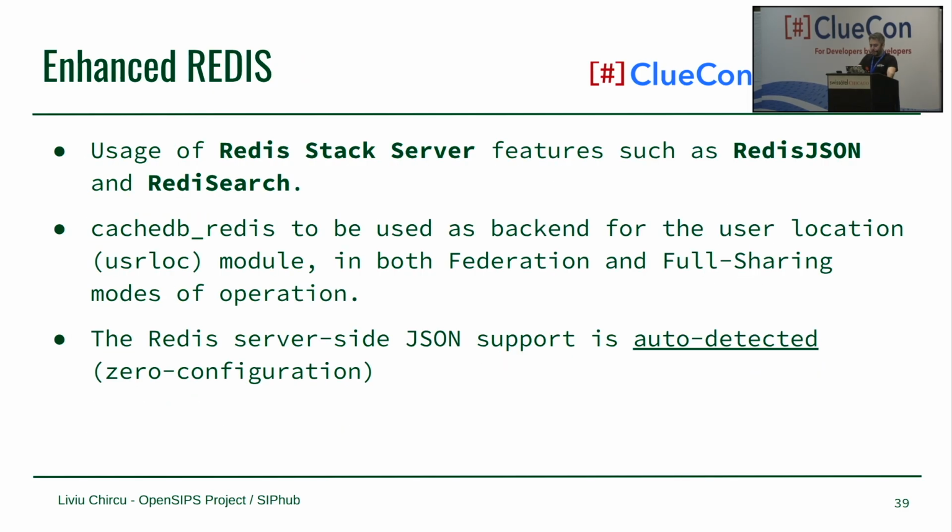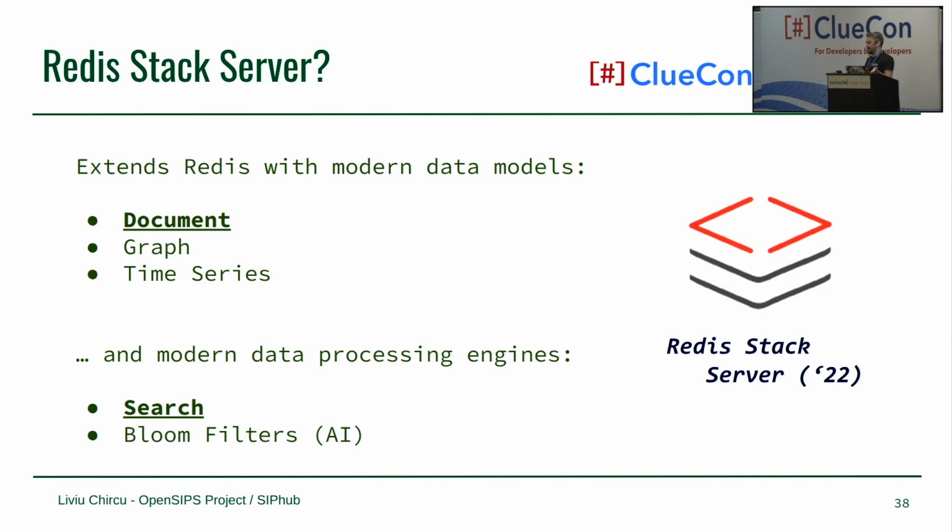So yeah, we went ahead and completed the implementation. There is an interface in OpenSIPS that was just waiting to be implemented in the Redis driver as well, right? So that was it. So now user location works with Redis in both modes. But you need to have this Redis stack server up and running.